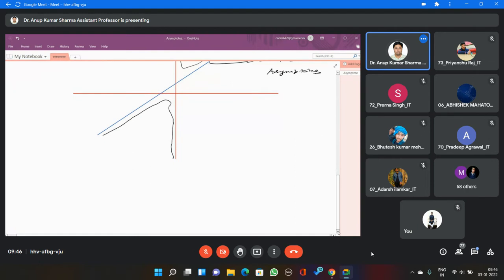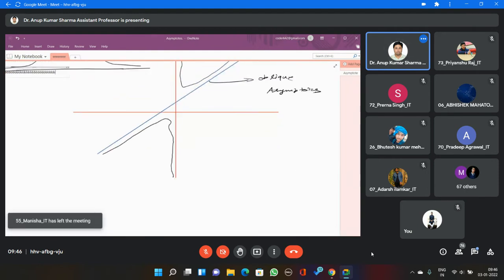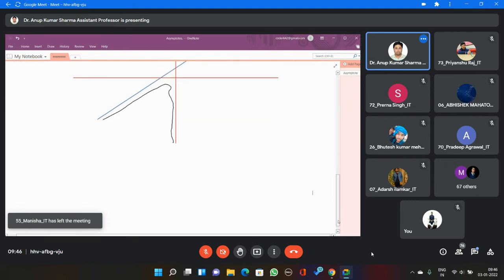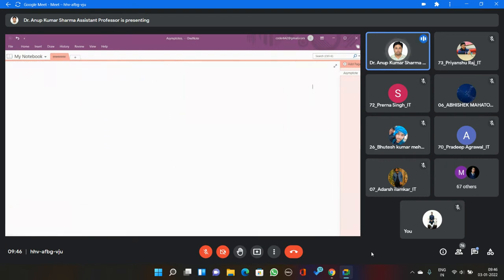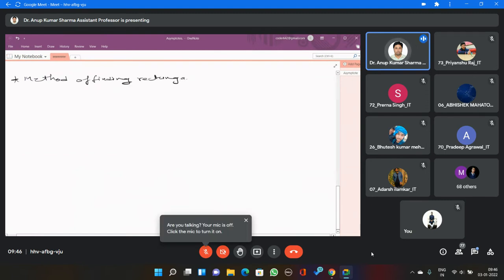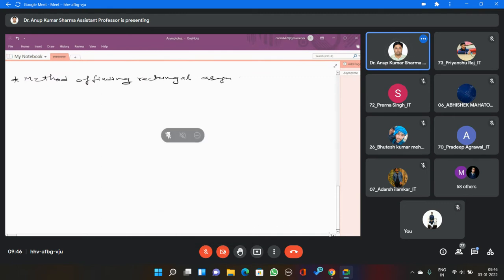Now we come to the method of finding rectangular asymptotes.